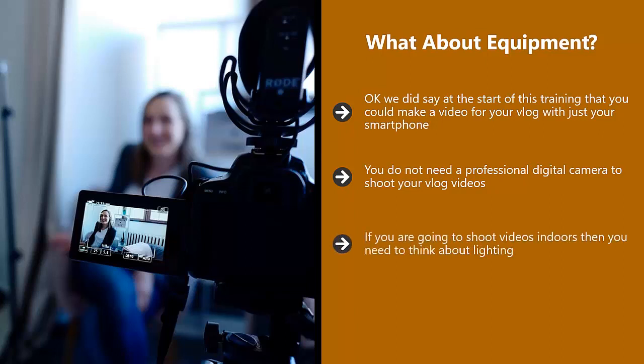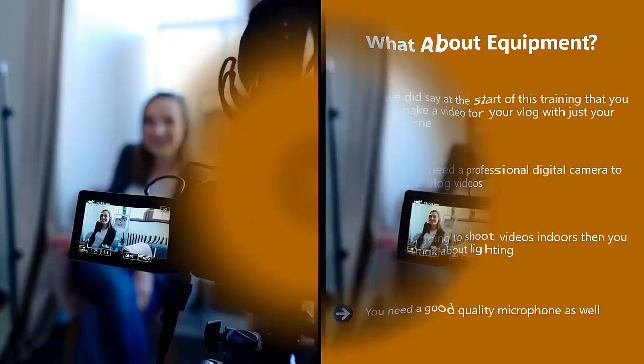If you're going to shoot videos indoors, then you need to think about lighting. Shoot some test footage to see how good the lighting is. Invest in some lights if you need to. It is pointless spending out for a high-quality camcorder if the lighting is poor. You need a good quality microphone as well. If you create videos with poor audio quality, then you will not succeed with your vlog. For indoor recording, get a high-quality USB microphone.